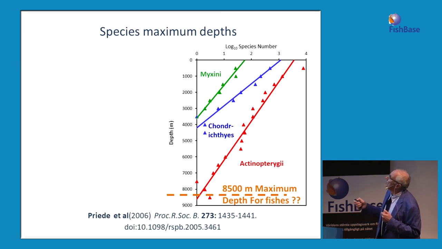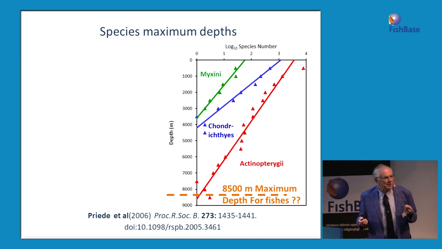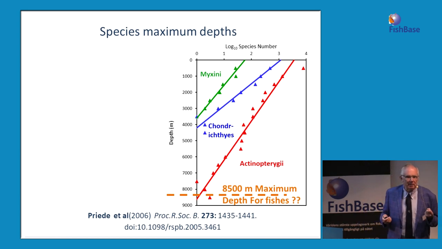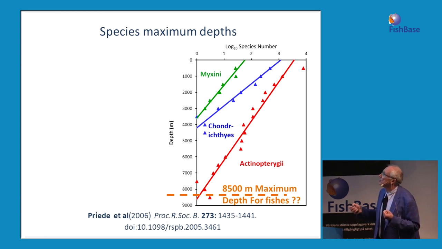So the important discovery over the last 10 years is essentially that there seems to be a maximum depth limit for fishes of about 8.5 kilometers depth. And there's a maximum depth limit for the Chondrichthyes, the cartilaginous fishes, sharks and rays, of 3,000 to 4,000 meters. So the very deepest parts of the ocean are fish-free, and most of the deep ocean is actually shark-free.